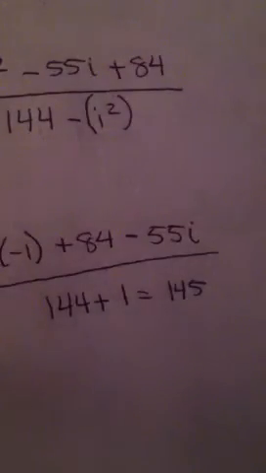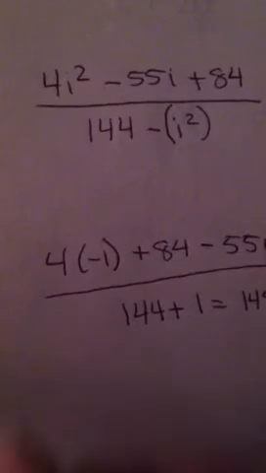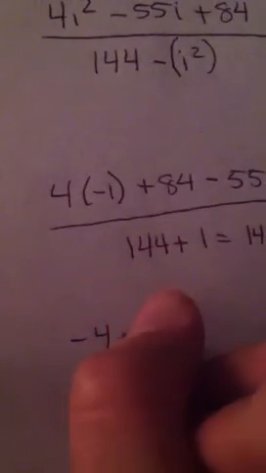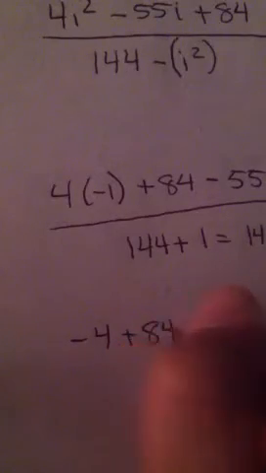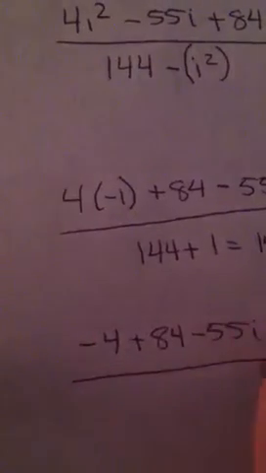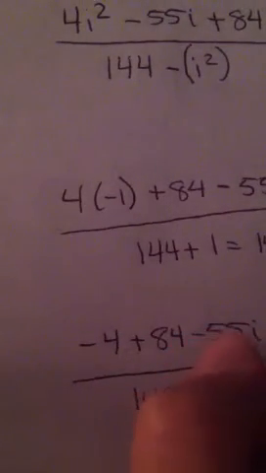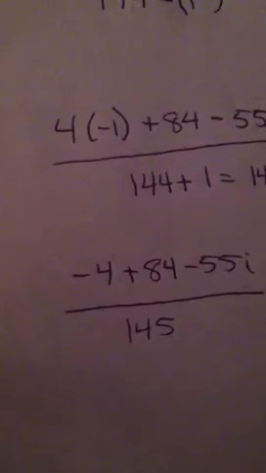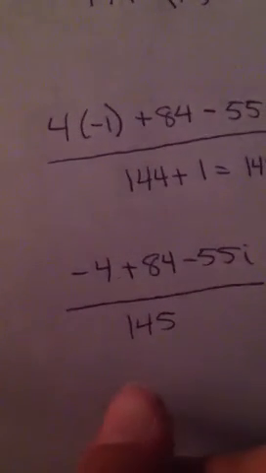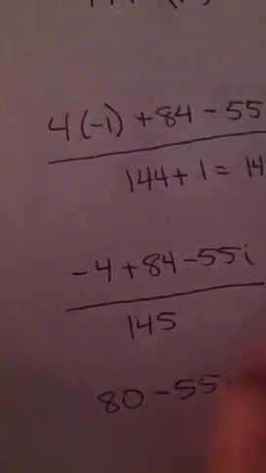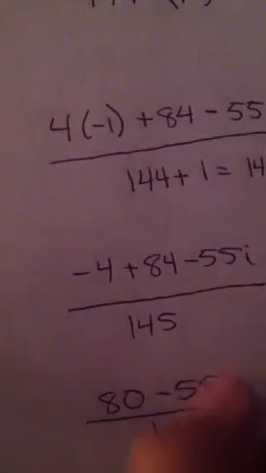Okay, so let's clean this up a little bit. We're going to get -4 plus 84 minus 55i all over 145. So let's add -4 and 84. We're going to get 80 minus 55i all over 145.